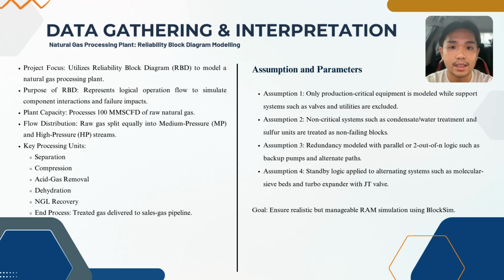To make the model realistic yet manageable, we applied several assumptions. First, we only included equipment that directly affects production throughput. This means that support systems like valves, control systems, and utilities were excluded to keep the model clear and focused. Second, units that don't have a significant impact on production, such as condensate treatment, sulfur recovery, and tail gas treatment, were modeled as non-failing blocks. Third, we use redundancy logic where applicable. For example, backup pumps and alternate flow paths were modeled using parallel or 2 out of n logic, which reflects how this system works in real life.